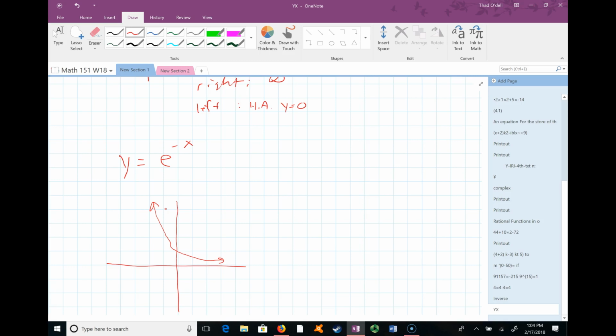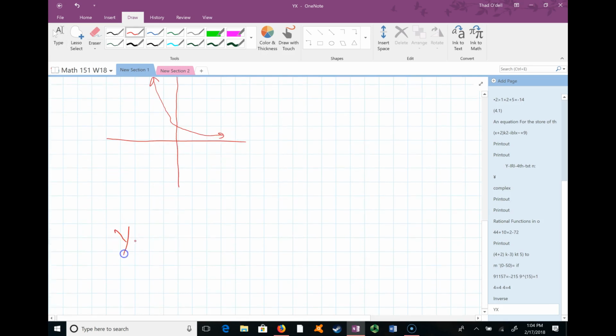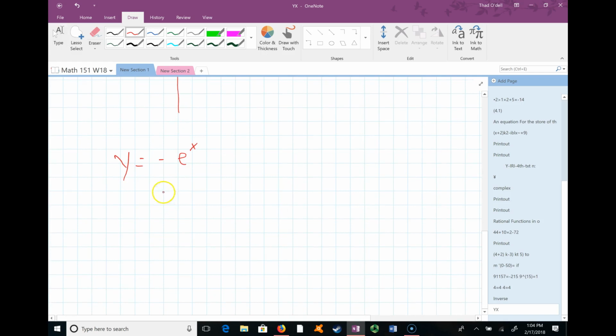So if we put a negative out front, for example, y equals negative e to the x, that also would be a reflection across the x-axis. So then what happens is we have something that looks like this. Oops, that should be steeper. There we go.